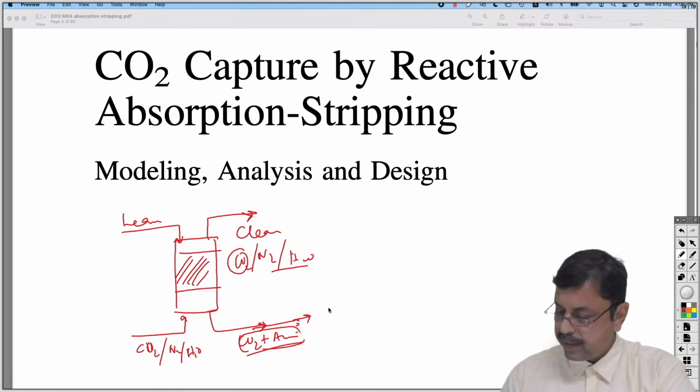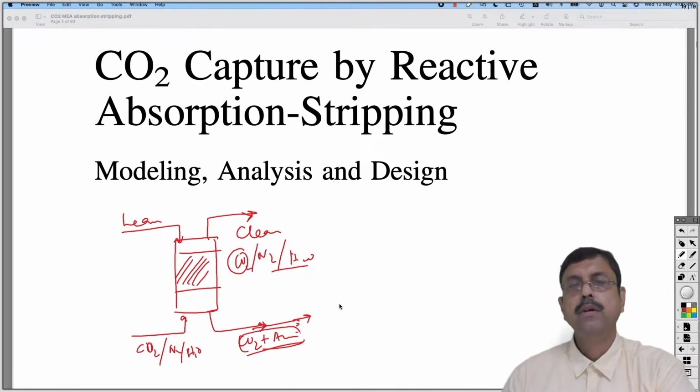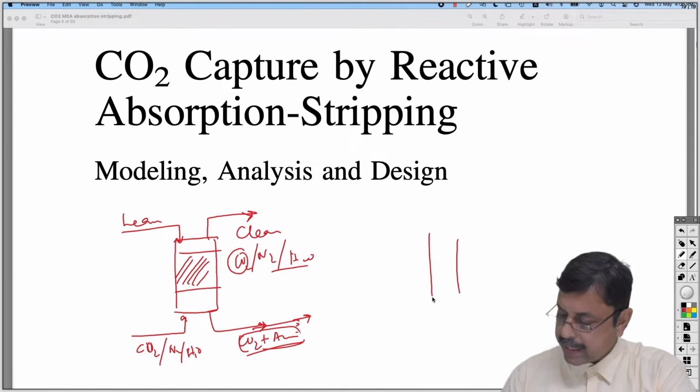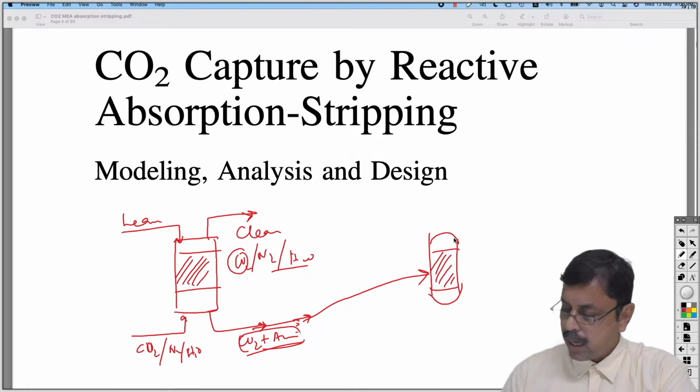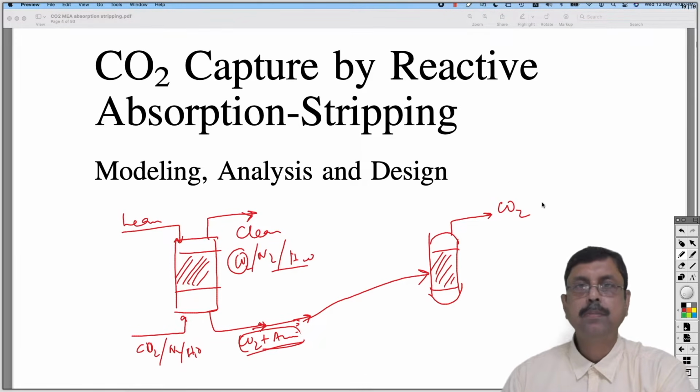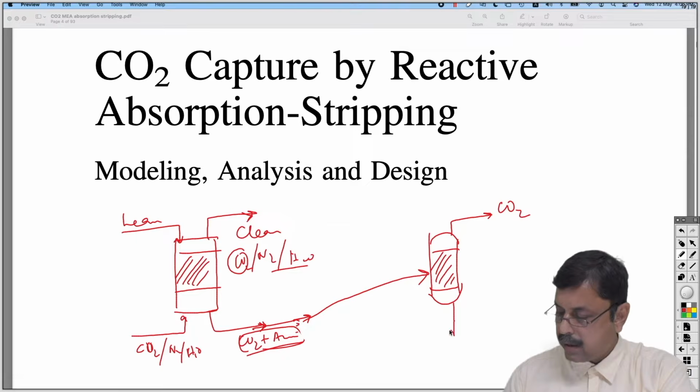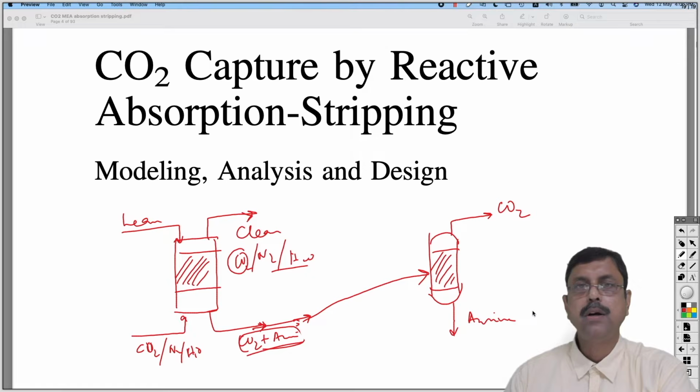So we will have the rich amine over here, which we need to heat up to regenerate our amine for reuse. For that, we will take another column, which again will be a packed column. We shall send this rich amine to this column and heat it. Upon heating, CO2 will come out from the top because CO2 gas is lighter, and amine will come out from the bottom as a liquid.